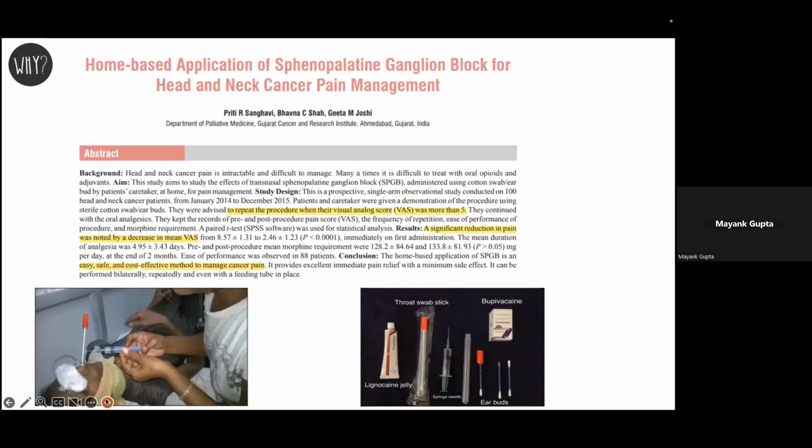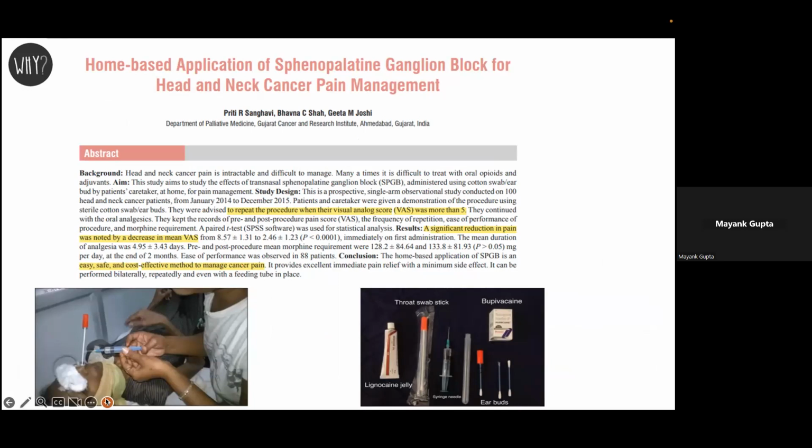So this is what I was talking about. In our palliative care OPD, we do a lot of sphenopalatine ganglion transnasal blocks, and we teach them to the relatives who we think will be able to do that, so that the patient can do a transnasal sphenopalatine ganglion block. And believe me, the patient gets excellent pain relief. Head and neck cancer patients get excellent pain relief with transnasal sphenopalatine ganglion block.